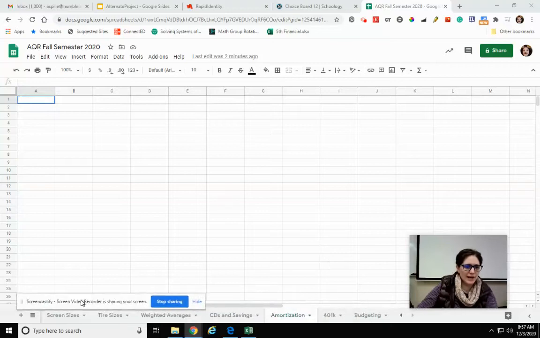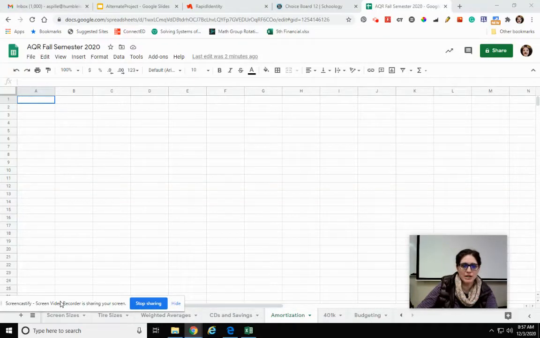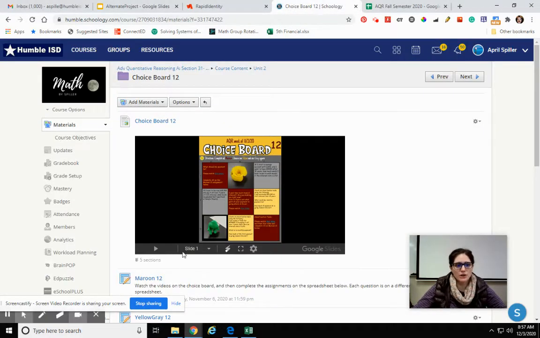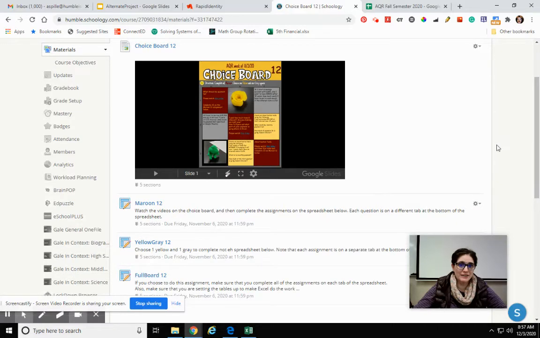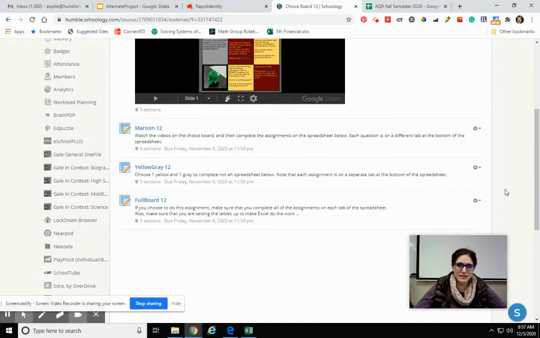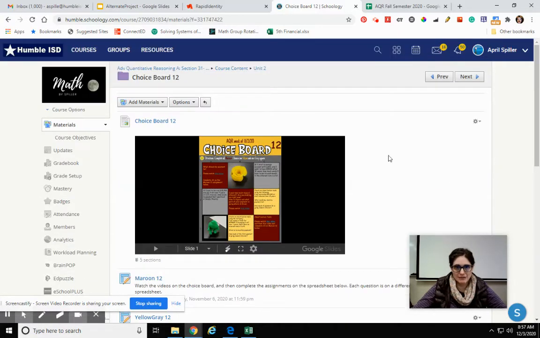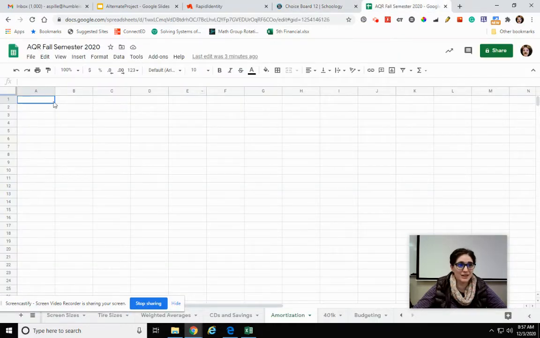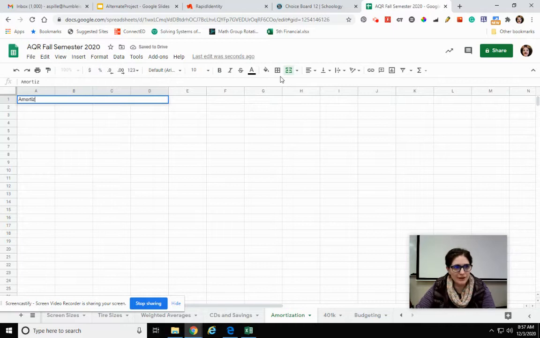Okay, so the next table we have in our fall semester project for AQR is our amortization table. This is straight from Choice Board 12 on Schoology. So if you created your amortization table in the maroon 12 activity, or in the yellow gray 12 activity, or the full board 12 activity, you can just copy and paste that. I recommend doing that because otherwise it's a lot of work, right? Okay, but let's say you were kind of slacking on that part and you have to build another one.